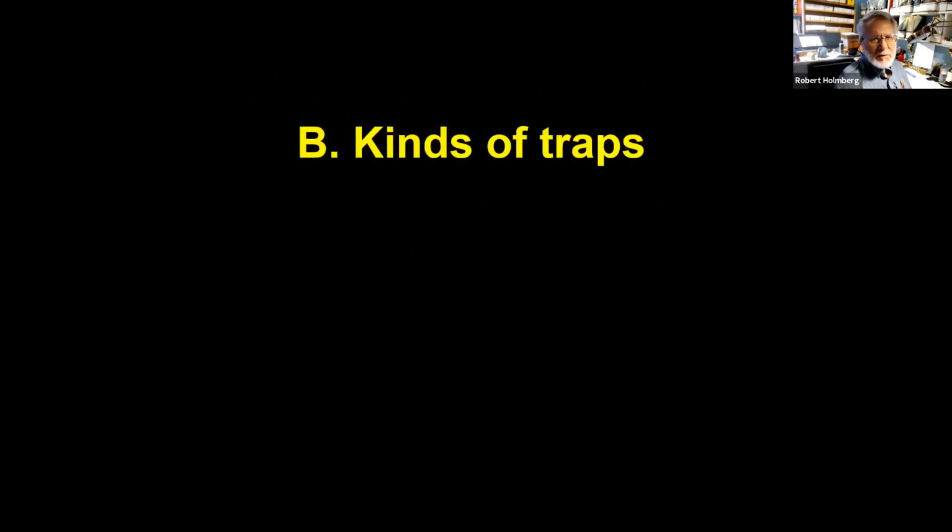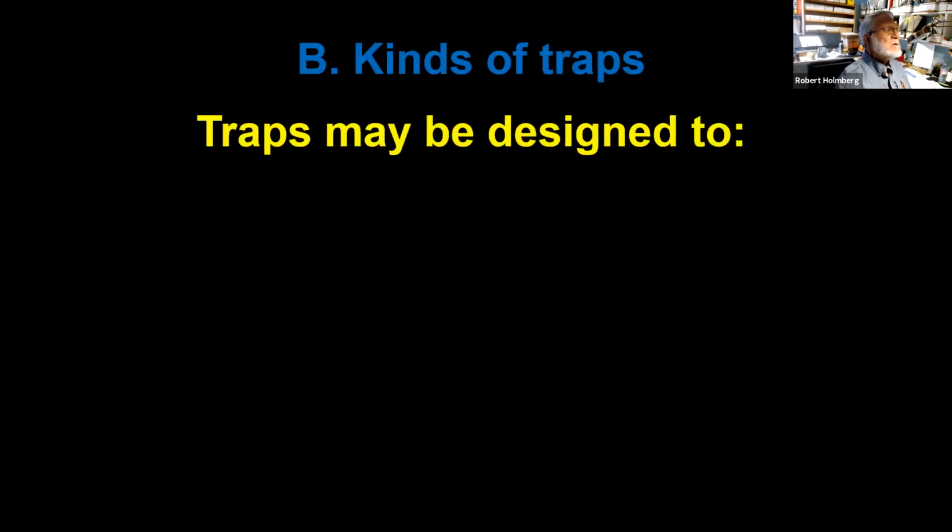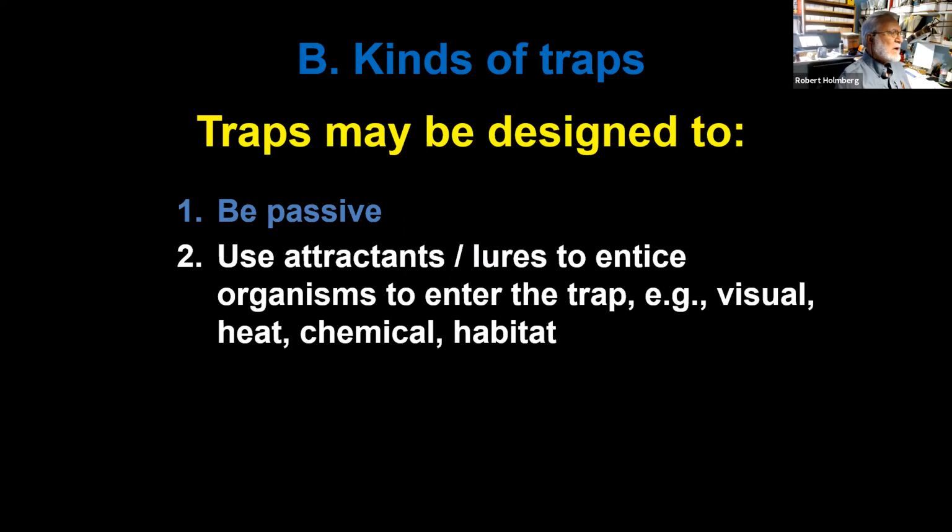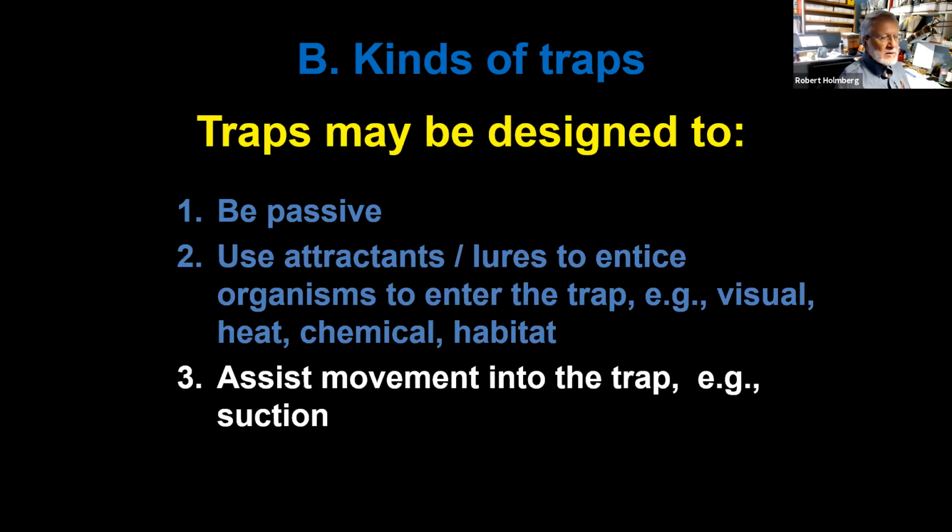Okay, so now we move into the second part of the presentation. This is the kinds of traps. Some traps can be designed to be passive. And others use attractants or lures to entice the organisms to enter the trap. And as I say, they can be visual, heat, chemical, habitat, all kinds of things. And you can also use traps that assist movement in the trap, like suction.